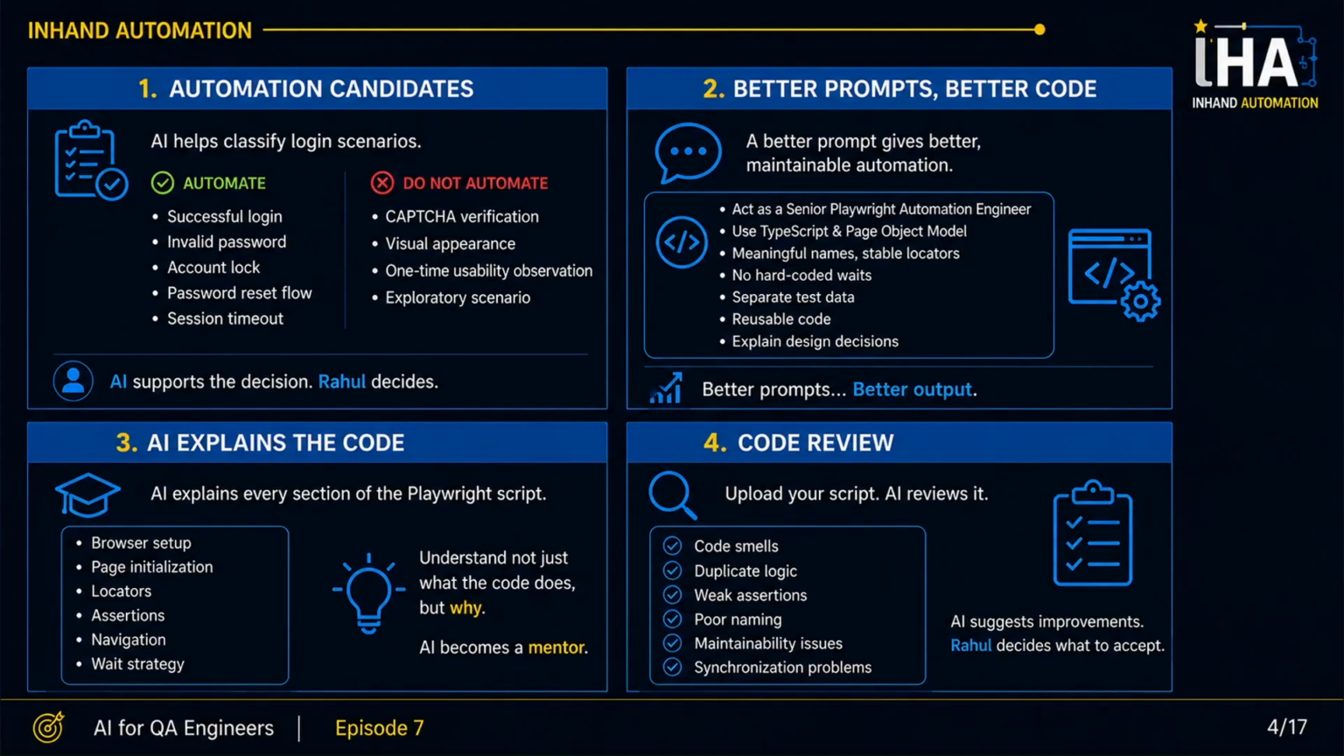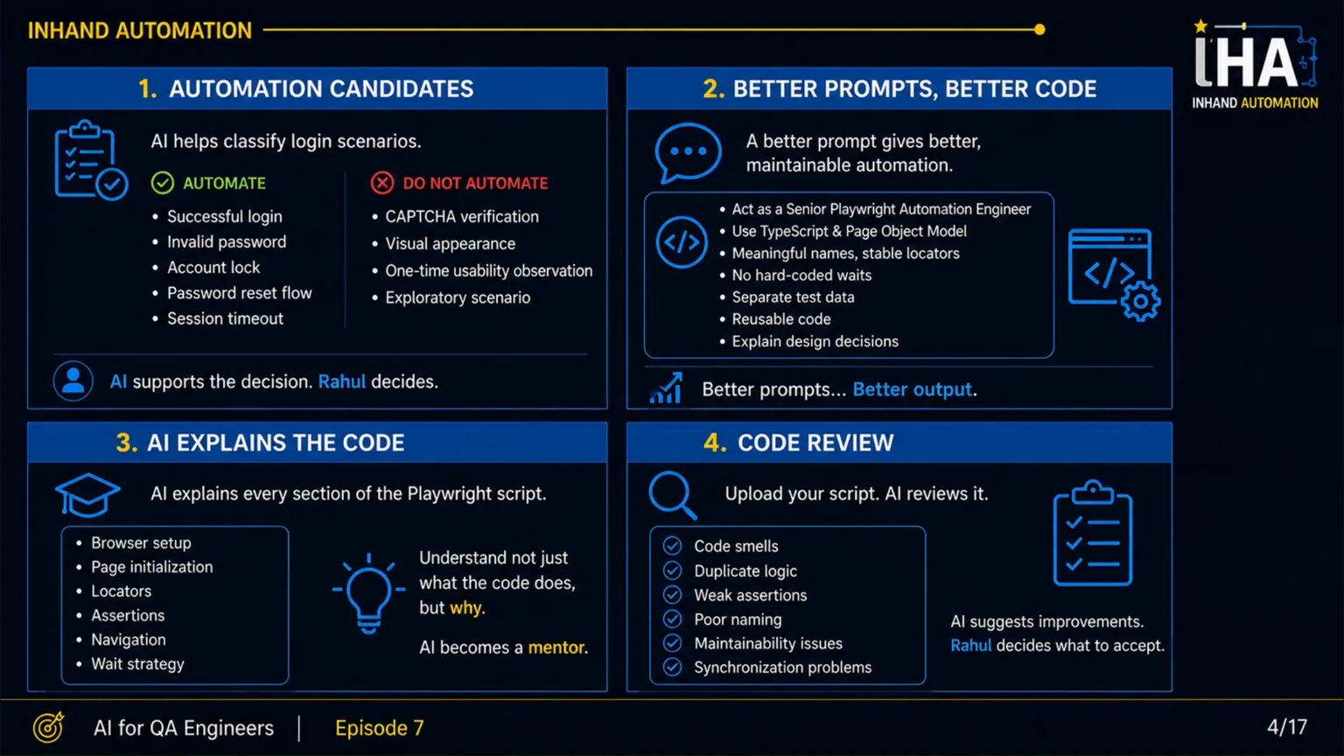Again, Rahul is the decider here. He got the suggestions, accepts some of them and rejects some of them. Again, AI is reviewing and helping him, but Rahul is deciding. So if you are generating new code, you can follow the first, second, and third approach. If you already have a script, you can follow the code review technique and use AI to review your code.